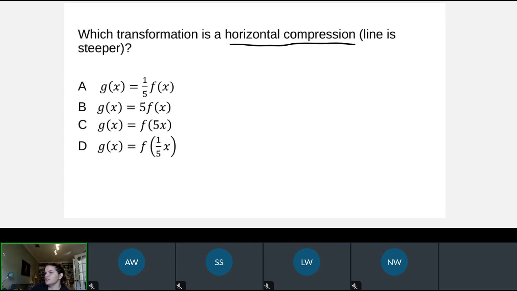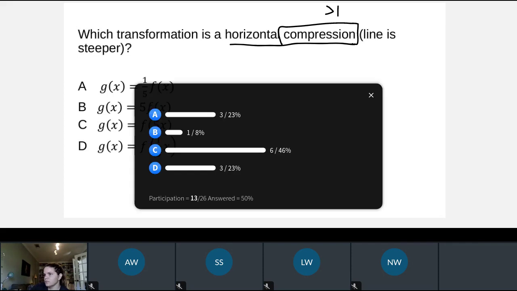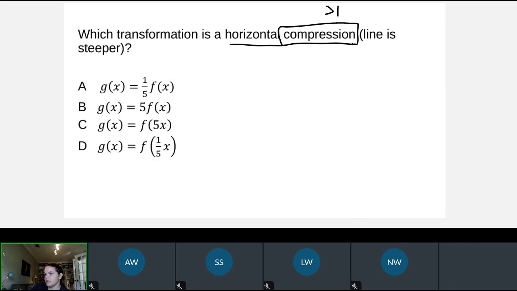Remember, horizontal compression means that whatever is changing, it's happening inside the parentheses. Okay. Since we want a horizontal compression, compression means that our number has to be bigger than 1. So 46% of us got it right. That would be C. We've got a number 5 inside parentheses. That tells us it's horizontal compression. The 5 being bigger than 1 tells us it's a compression.